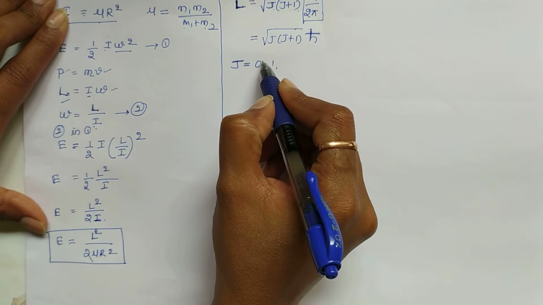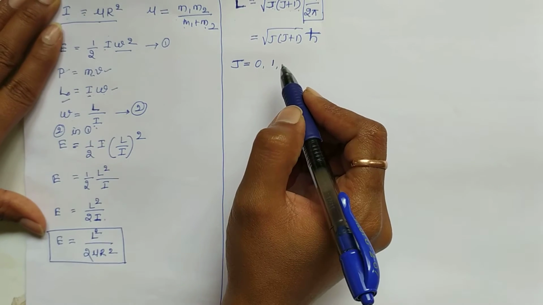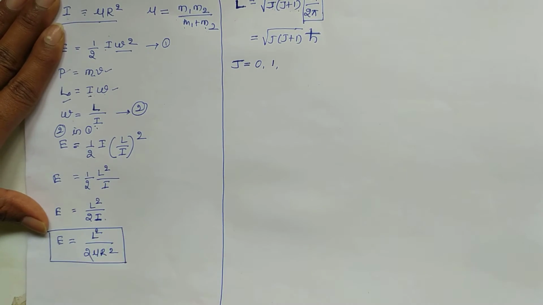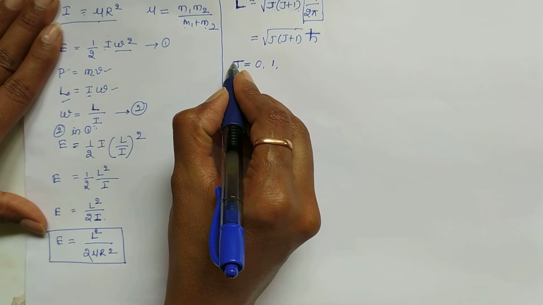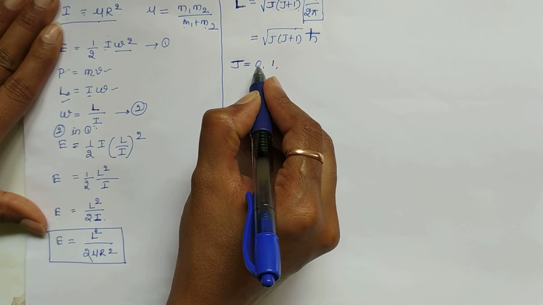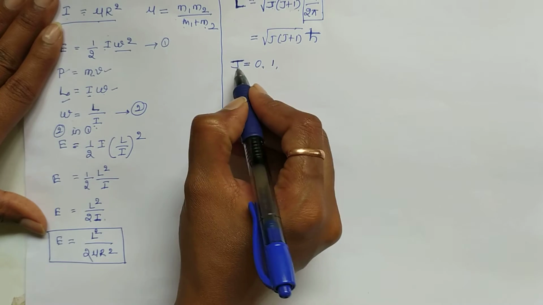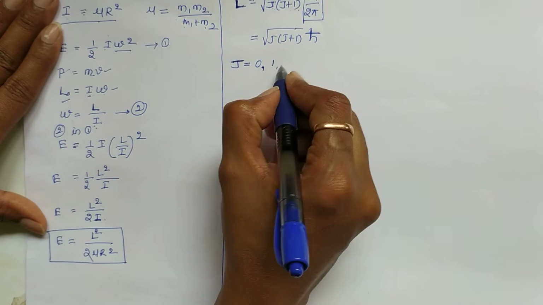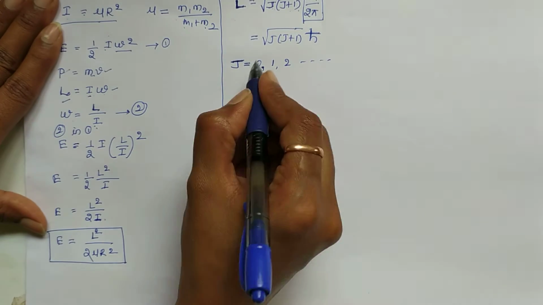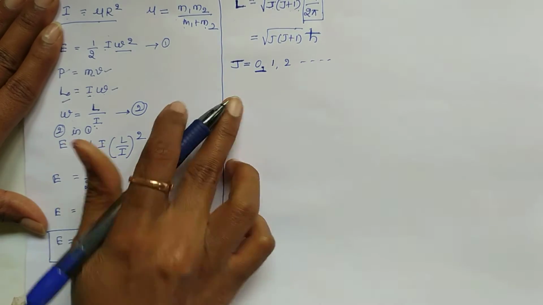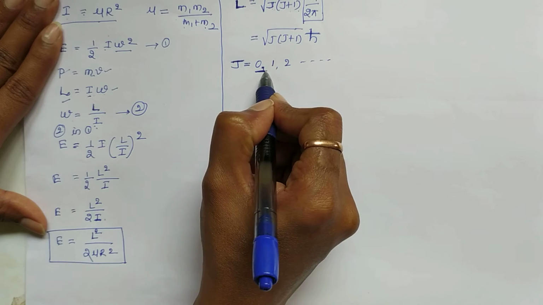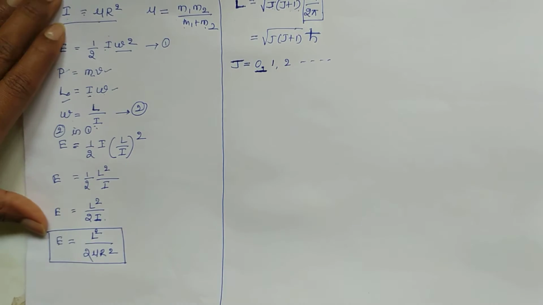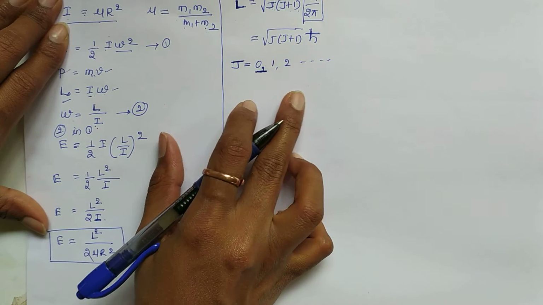This quantum number J we are going to use to represent the different energy levels of a diatomic molecule, in what energy level the molecule is rotating. That quantum number which represents the energy of the rotating diatomic molecule is J, the rotational quantum number, and the value starts from 0, 1, 2 and so on. Here the value starts from 0. This is the first energy level of the rotating diatomic molecule. The next energy levels will be 1, 2, 3 like this.